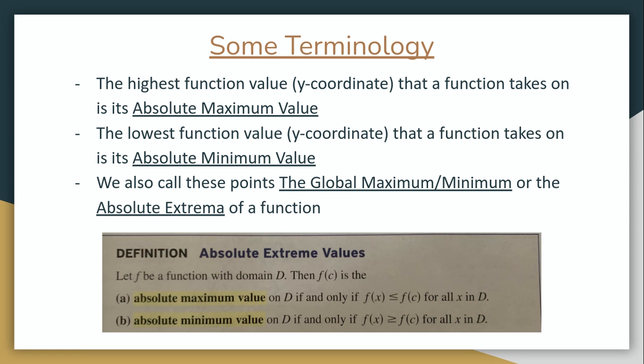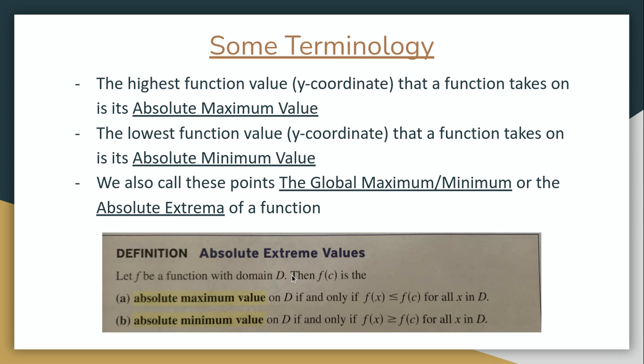It's saying let f be a function with domain D. That just means we're dealing with some function that has some domain. Then the function value at some point is the absolute maximum value if the function value there is greater than all of the other function values. And it says for all x in D, that means this is true regardless of what the x value is. If x is in the domain, then the highest point will always be greater than any other function value.